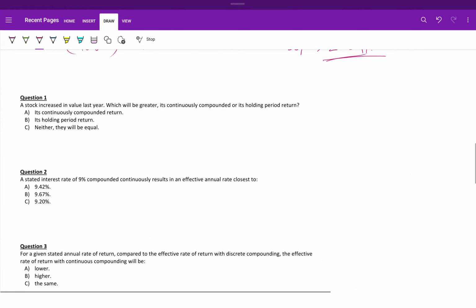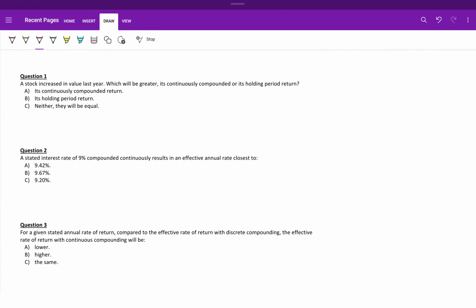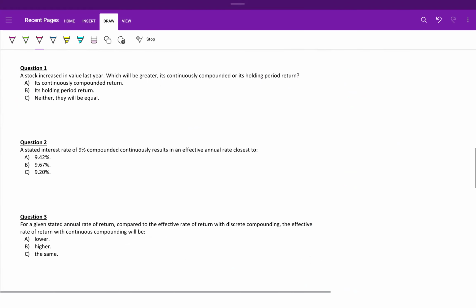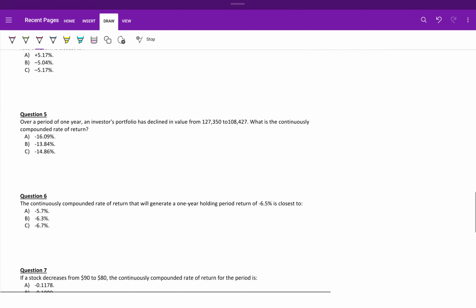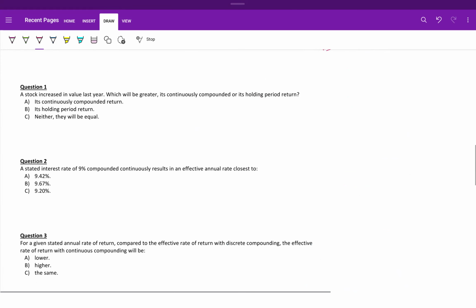Now let's go to our questions and answers. There are somewhere around 8 questions, and let's just quickly discuss them. So question number 1 is: a stock increased in value last year, which will be greater? It's compounded, continuously compounded, or holding period return.